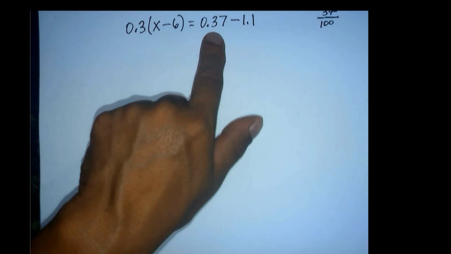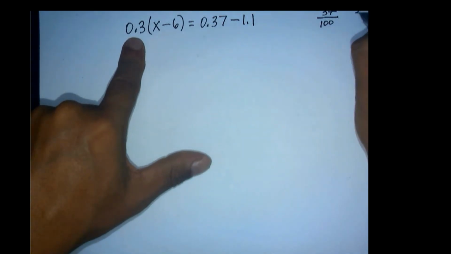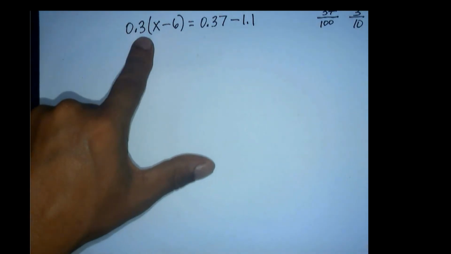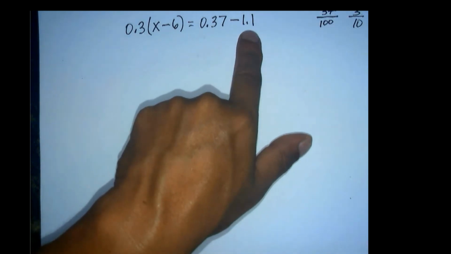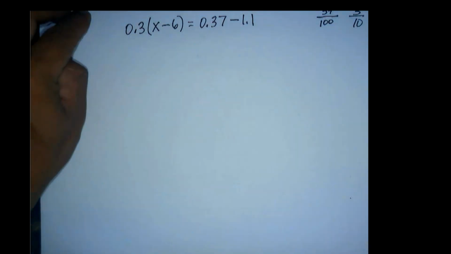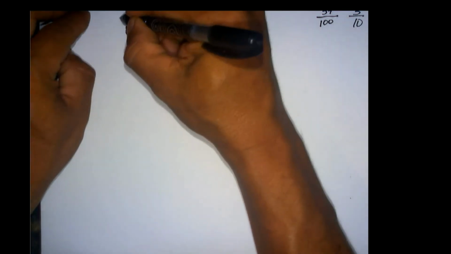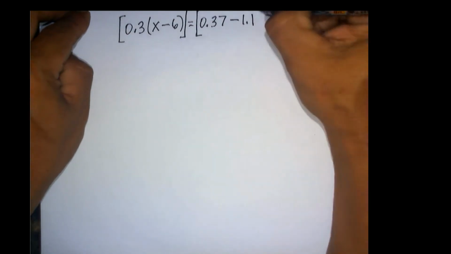This is 3/10. Only one digit past the decimal. 0.3 is 3/10. This is 1 1/10, or 11/10. See where I'm going here? So what I'm going to do is multiply both sides by the biggest power of 10.